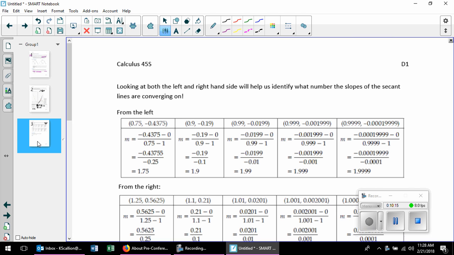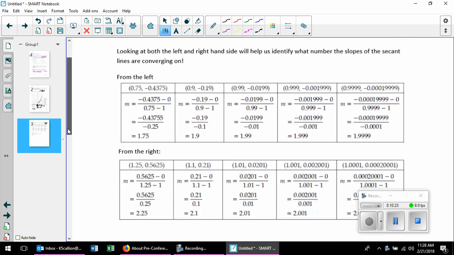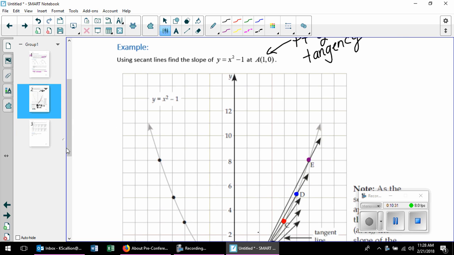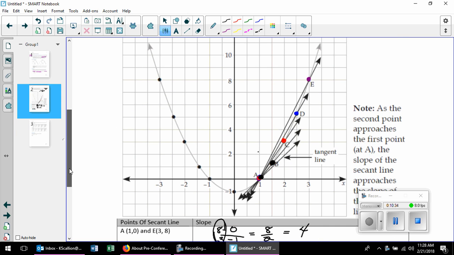If we look at both on the left and the right hand side, we can identify what the slope of secant lines are. So pick a whole bunch of other points so that you don't have to waste your time doing it. And what they're saying is the left and right hand side. So notice how we picked all kinds of points this way. So they're saying pick some points this way on the curve. Do some secant lines on this end of it instead of just this end.